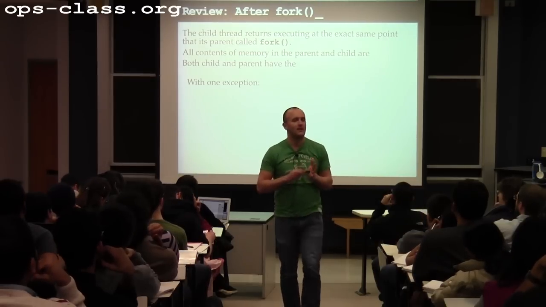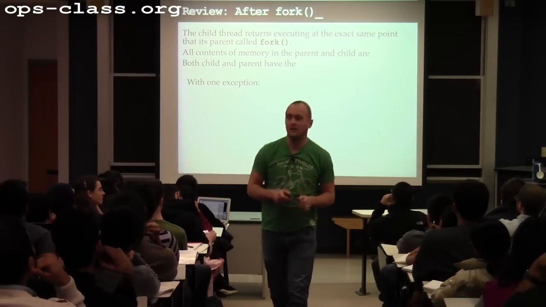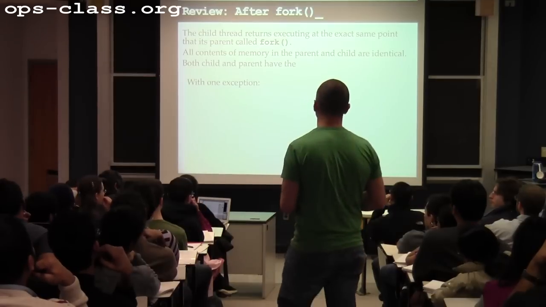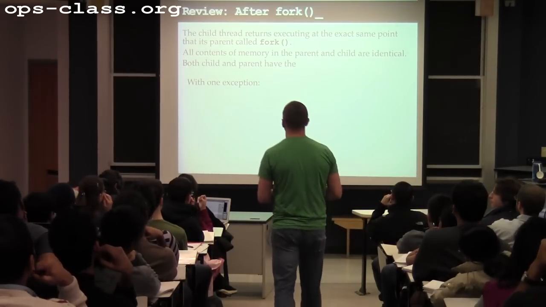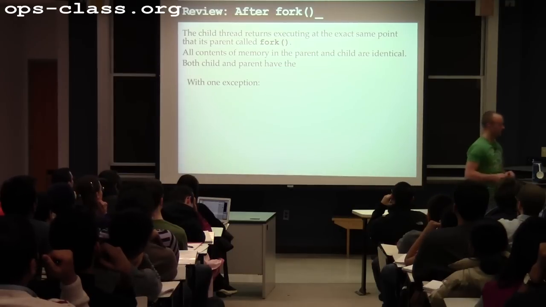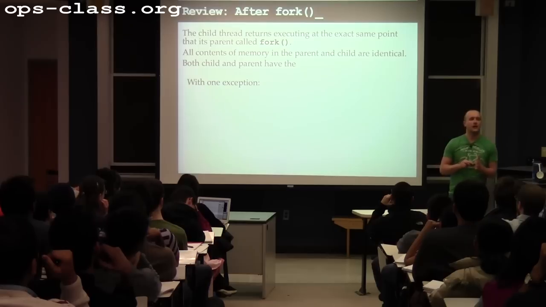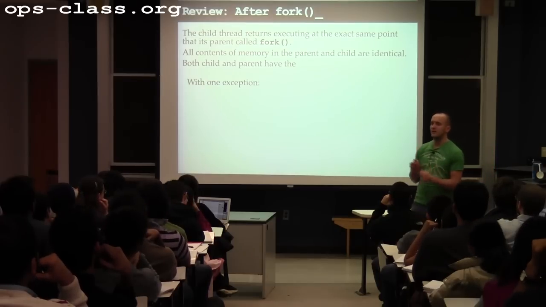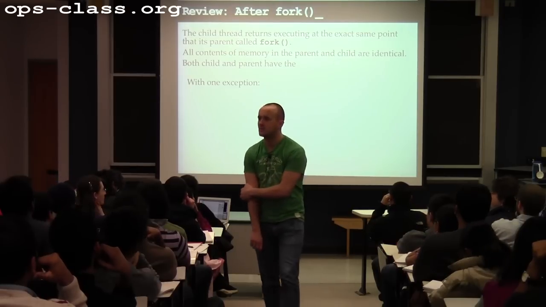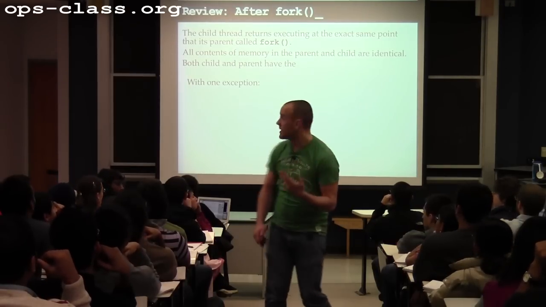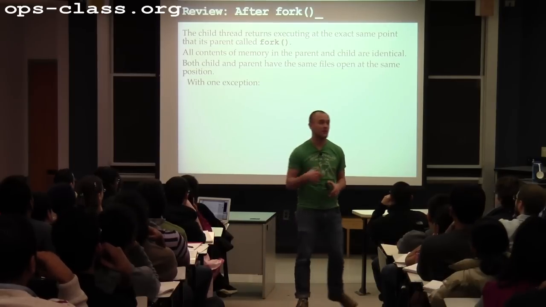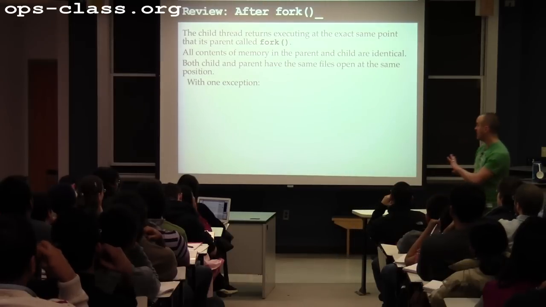The contents of parent and child memory are what? The same, identical, modulo maybe some stacks for threads. As far as files, after the fork that we've talked about, what files does the child have open, and where are those file pointers? Where are the positions in those files? Same as the parent, right? Same files open at the same position because they're sharing those file handle objects that store the file offset.